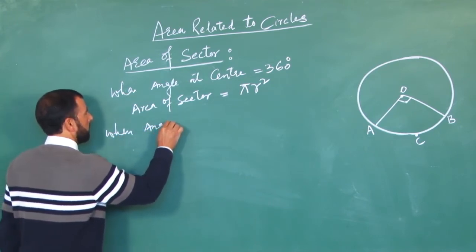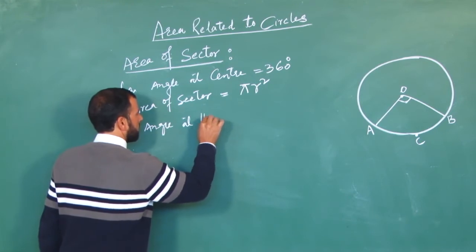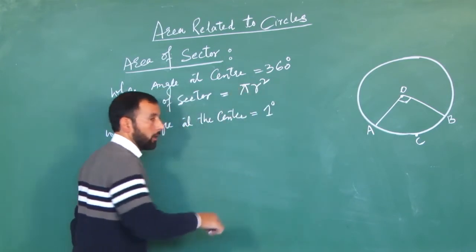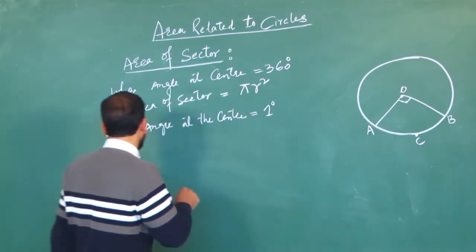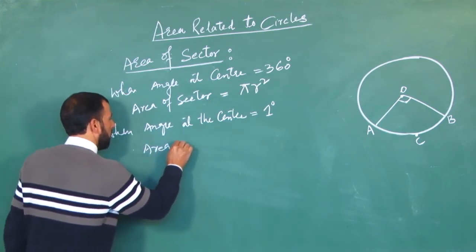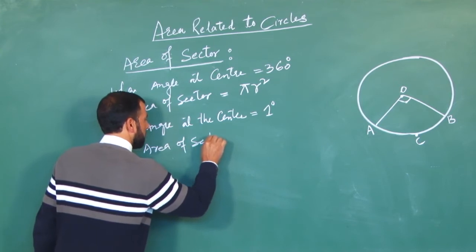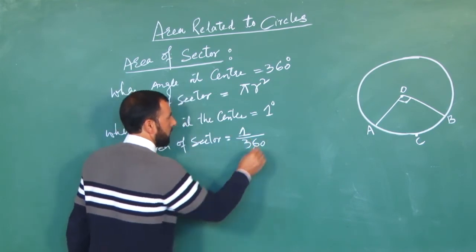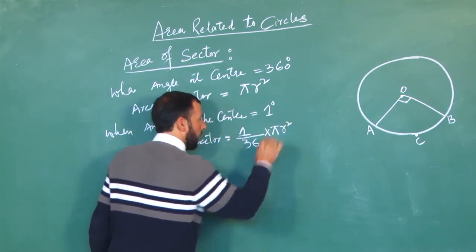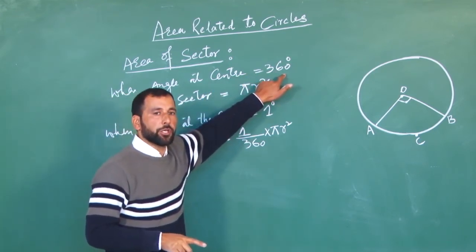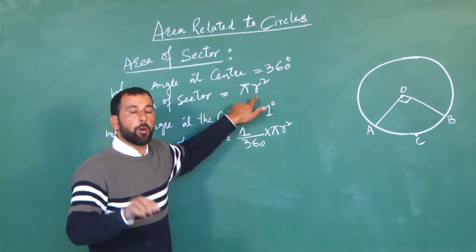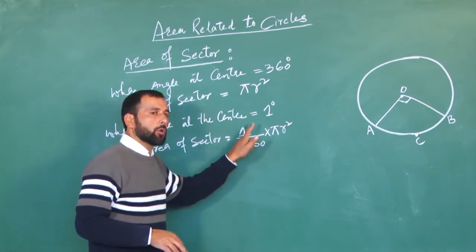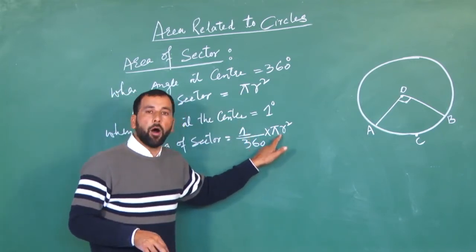Now similarly, when the angle at the center is equal to 1 degree, then the area of the sector is equal to 1 divided by the complete angle, that is 360 degrees, into pi r square. Because when the angle at the center is 360 degrees, the area of the sector is equal to pi r square. And if the central angle is 1 degree, then the area of the sector is 1 divided by 360 into pi r square.